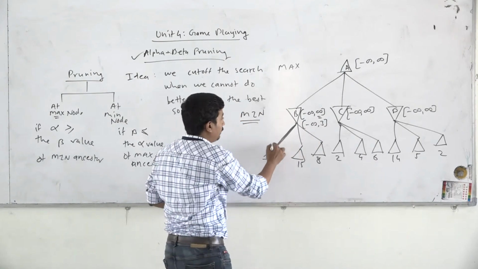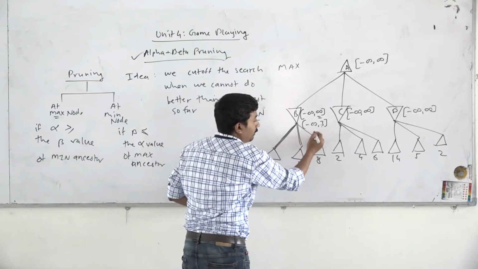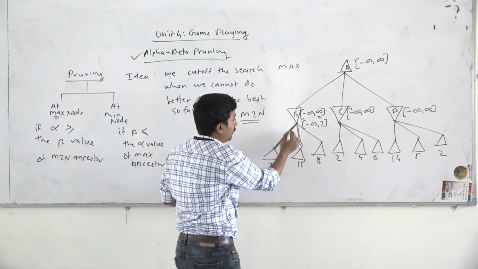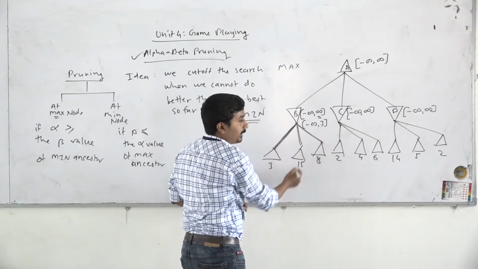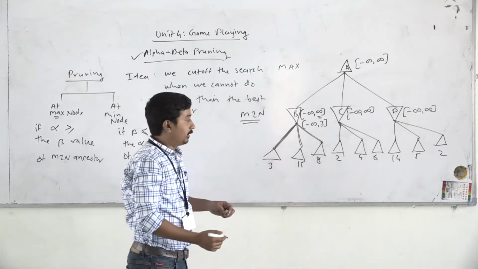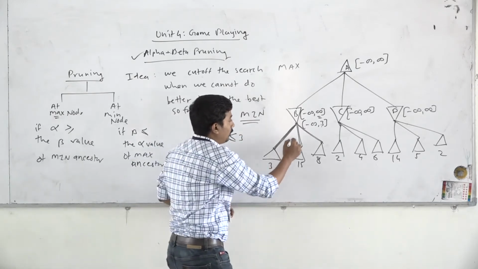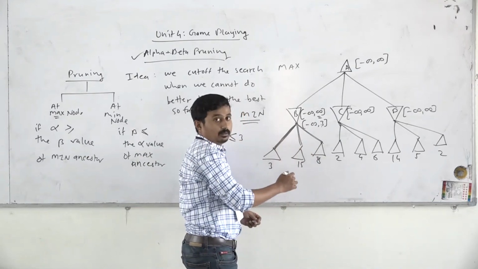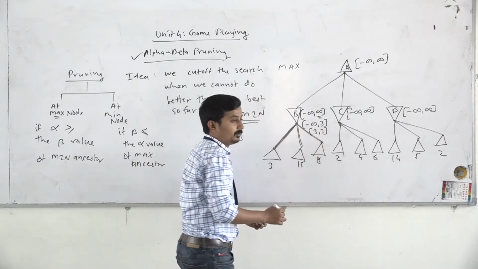Then we will go to this branch. Now 15 is there, so there will be no change in the beta value. Then you will explore this node. Again it is higher than the beta value, because it is expecting a value less than 3, right? So finally all nodes are explored, and the alpha value and beta value become 3.